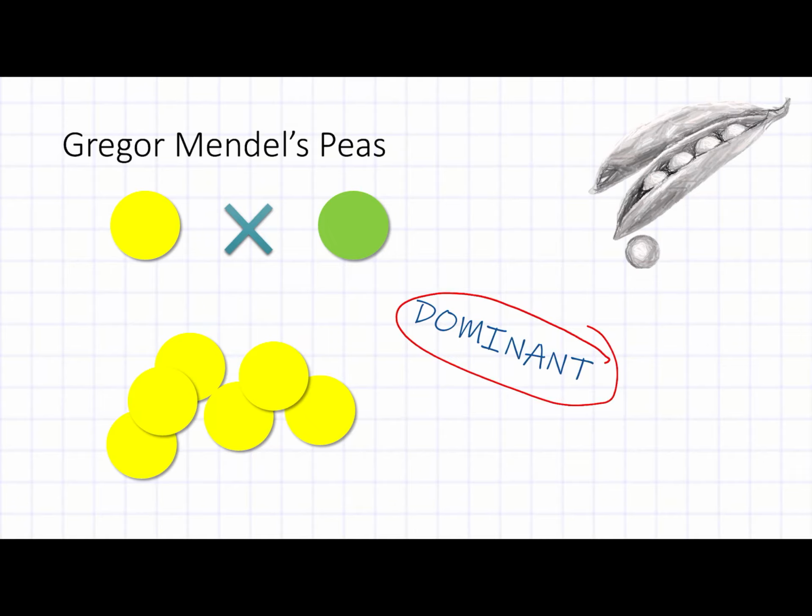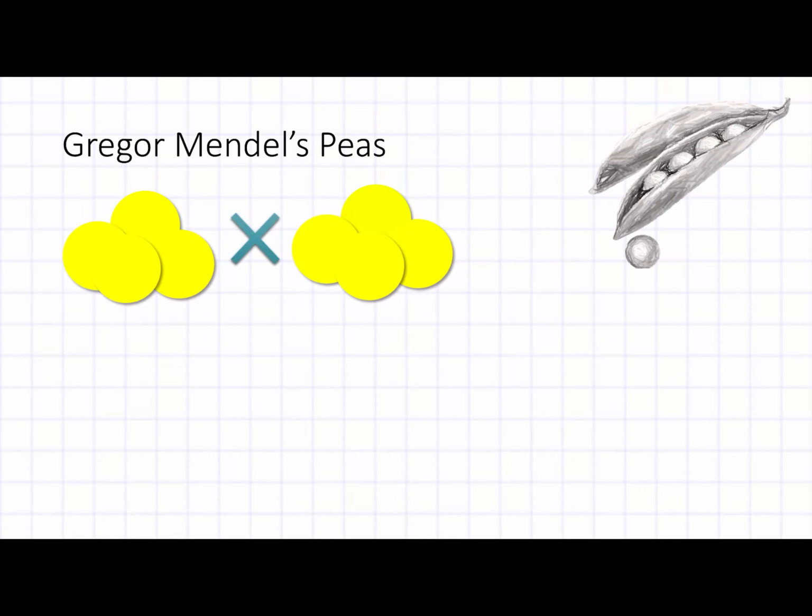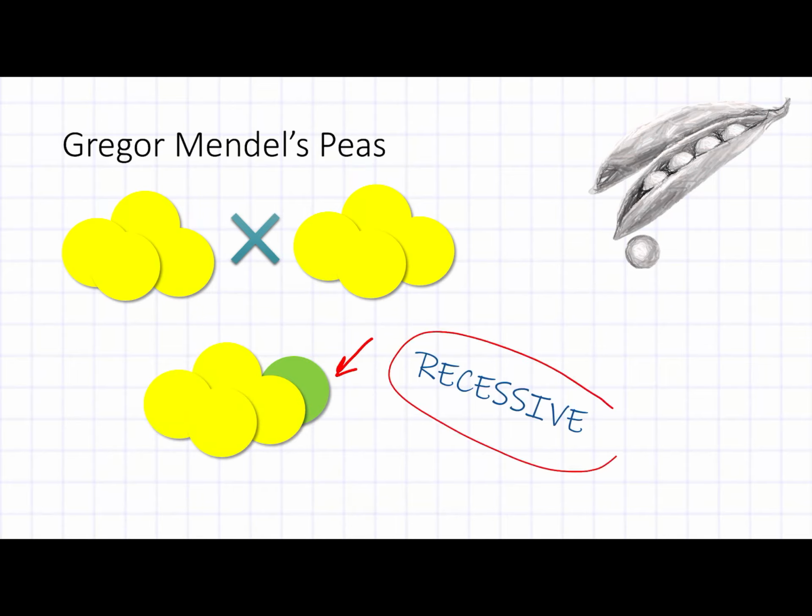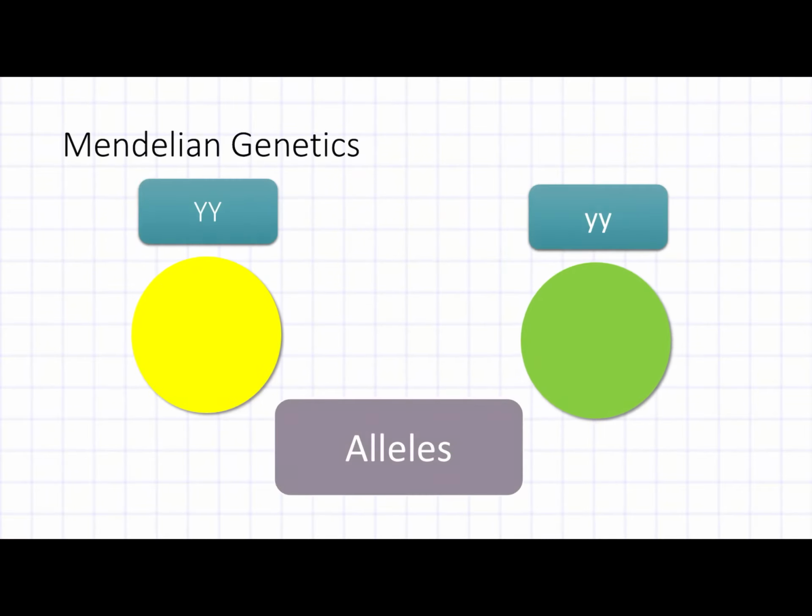For his next experiment, he crossbred these yellow offspring. And he got very curious results. Most of the offspring were yellow, except for a few, which turned out to be green. He calls this green trait recessive. We now know these traits as alleles, and these are the variation in the gene that you inherit from your parents.